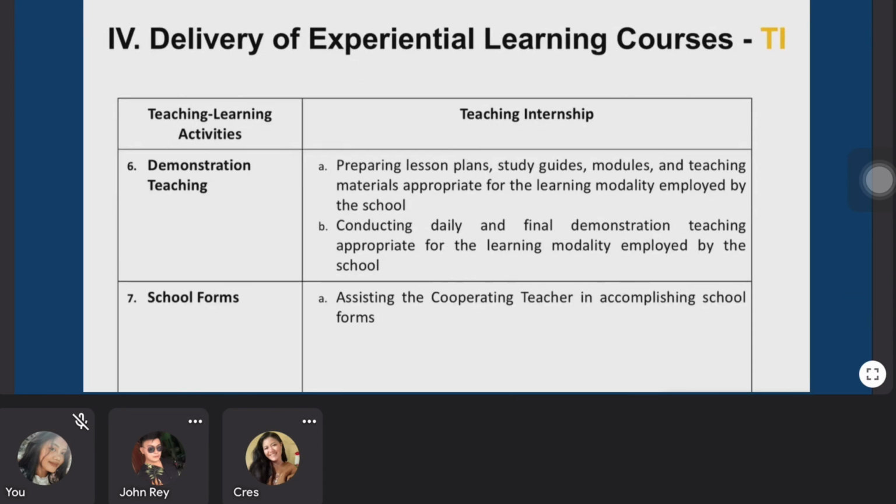Next one is demonstration of teaching, and during internship is preparing lesson plans, study guides, modules, and teaching materials appropriate for the learning modality employed by the school. And second one is conducting daily and final demonstration teaching appropriate for the learning modality employed by the school. And the next one is school forms. So assisting the cooperating teacher in accomplishing school forms.